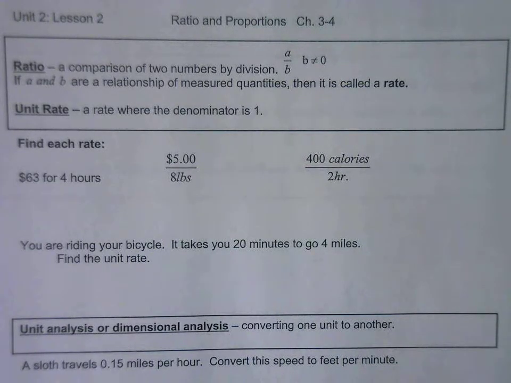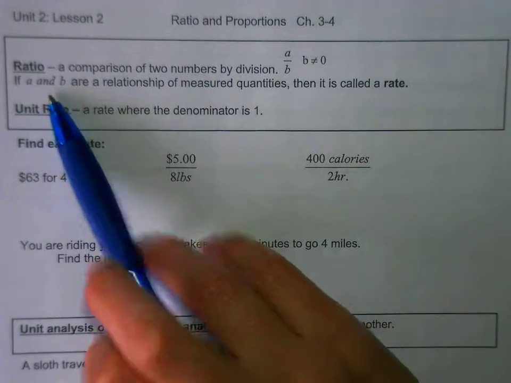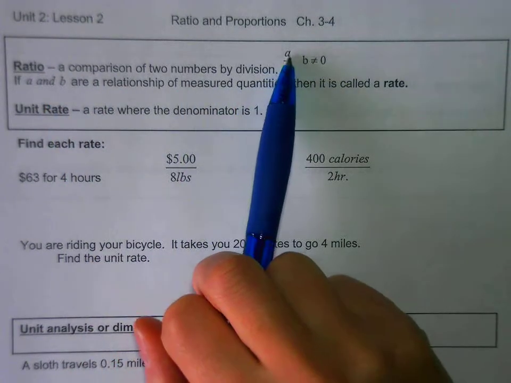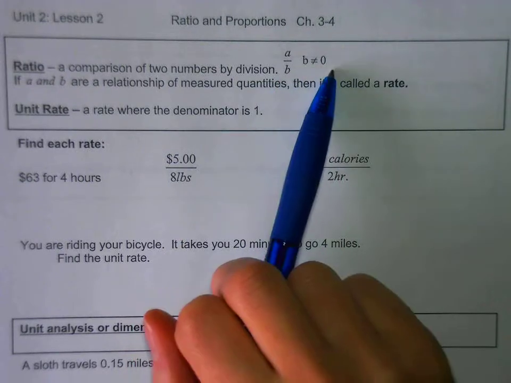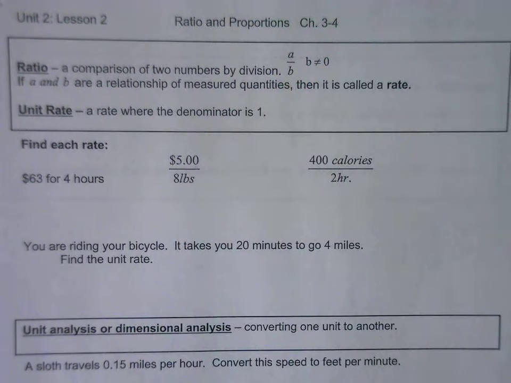Today we are going to be looking at ratios and proportions. So a ratio is a comparison of two numbers by division. So for instance, A divided by B, and B cannot equal 0 because we cannot divide by 0.